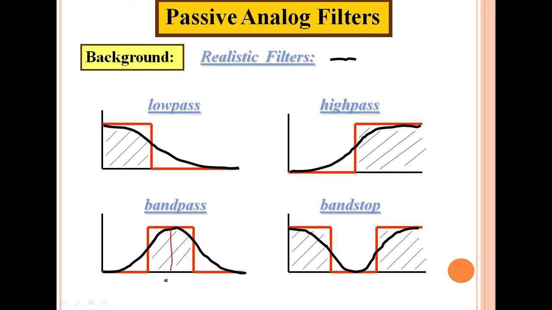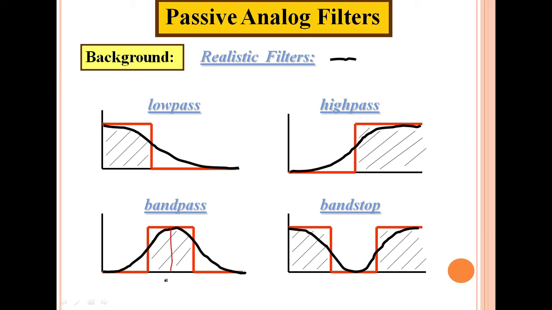Here, a directly proportional relationship should hold up to the cutoff frequency, and after the cutoff frequency, as the frequency keeps increasing, the gain should decrease. Here an inversely proportional relationship should be given. In the case of the band stop filter, this particular band of frequencies should be attenuated.